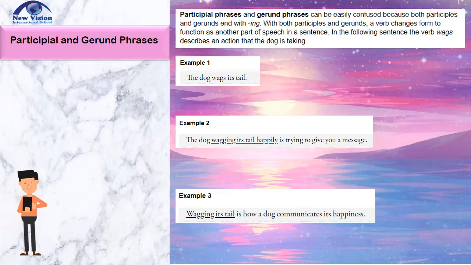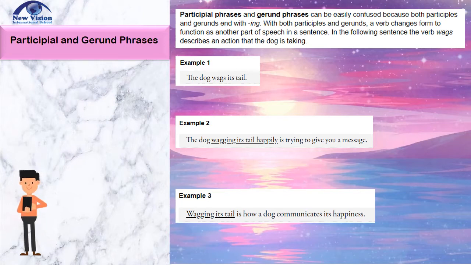Participial and gerund phrases can be easily confused because both participles and gerunds end with -ing. With both participles and gerunds, a verb changes form to function as another part of speech in a sentence. In the following sentences, the verb wags describes an action that the dog is taking.